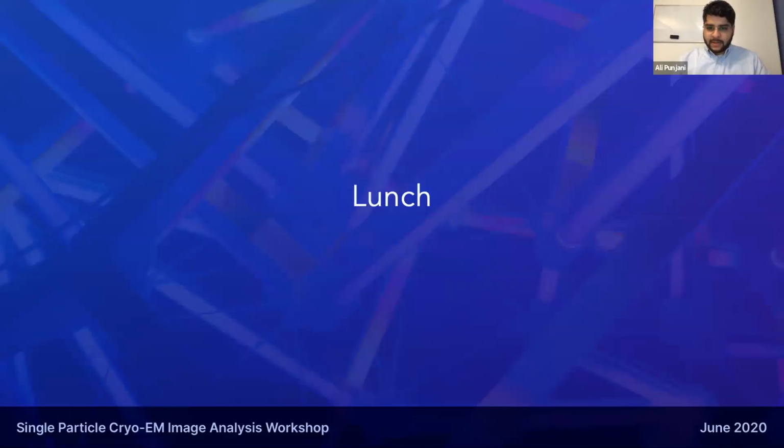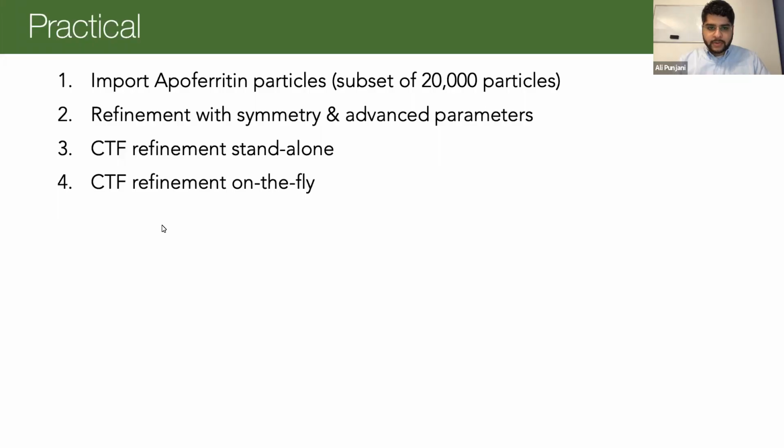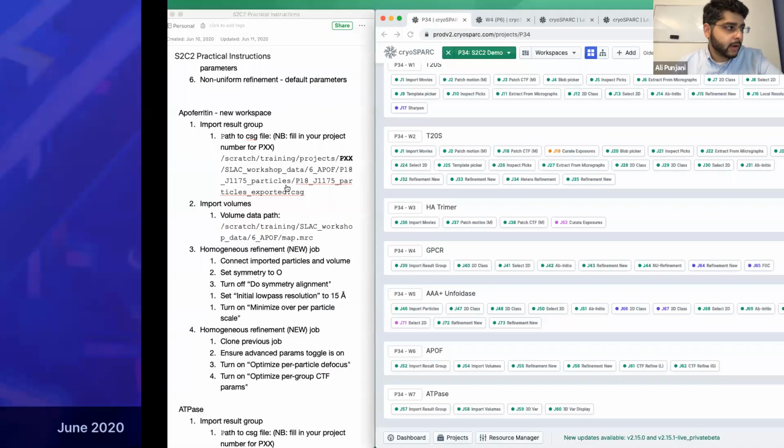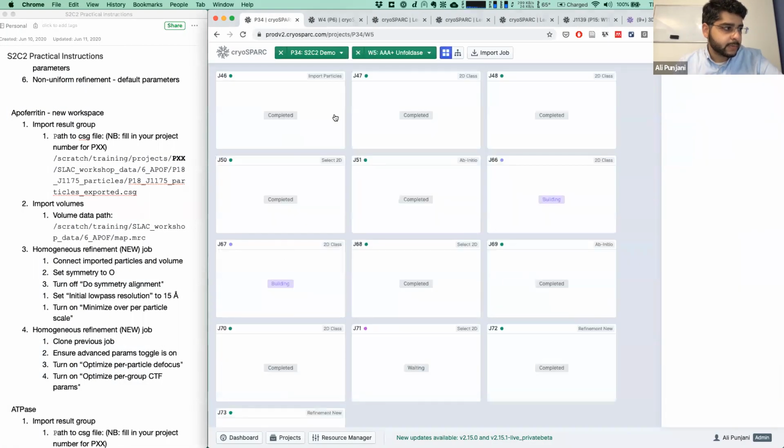Right. So I believe what we're going to do next, as we return from lunch. Before lunch, we had started processing a new data set, and we had also been discussing Ab-initio reconstruction and 2D classification in the context of our AAA plus Unfoldase molecule that was shown to be in 2 conformations. Before we left for lunch, we had started off in our Unfoldase projects.